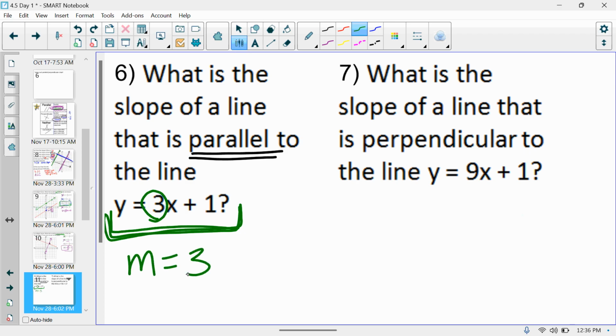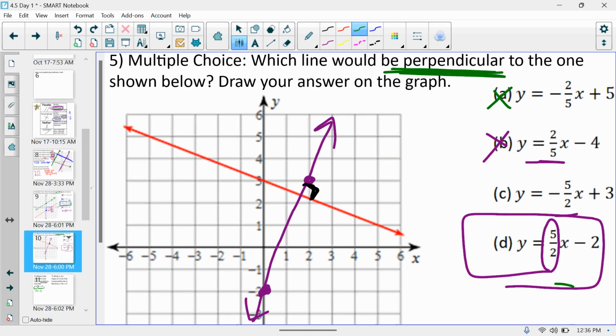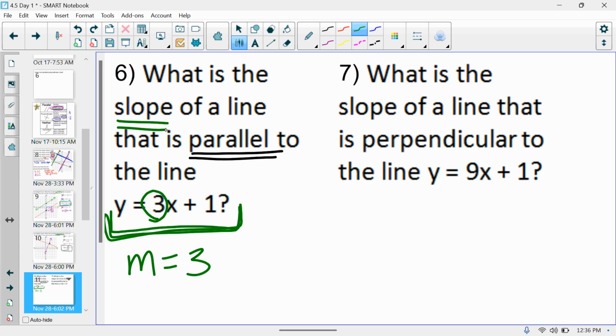The question is worded a little bit differently. On this one, our answer was a whole equation. This time it just says what's the slope. So if the slope of this one is 3, the slope of any other line parallel to it has to also be 3, okay? What's the slope of a line that's perpendicular to this one?